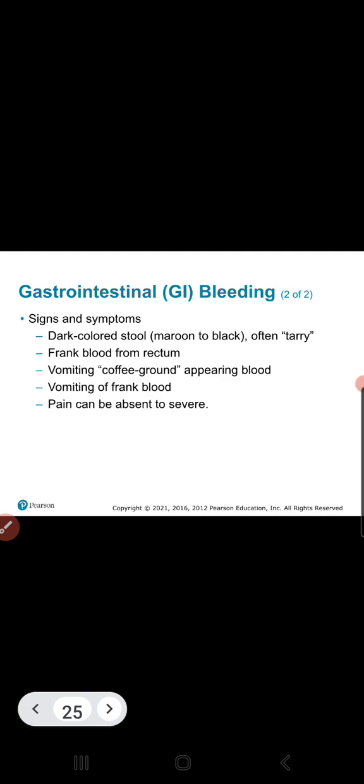So signs and symptoms: dark colored stool, maroon or black, often tarry. Frank blood in the rectum. So when you actually see red blood coming out. Vomiting with coffee ground appearance, or vomiting of frank blood. So the difference is, is it an active bleed? Is it up here in your esophagus? And so you'll oftentimes just get frank blood if they throw up. If it's lower and they're throwing up, it's coffee grounds, it's probably a lower bleed, but it's still a GI bleed. And pain can be absent to severe, so it ranges everywhere in there. Not everyone's the same, not every bleed's the same. So you have a wide range in there as far as pain goes.